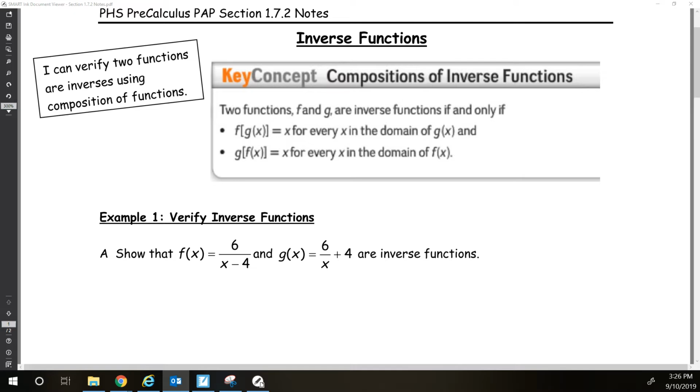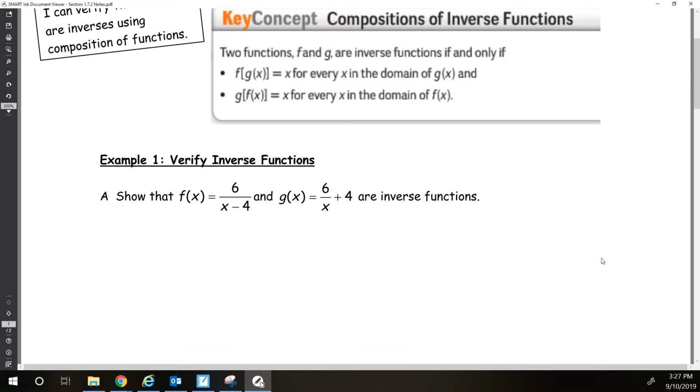And we can do that because if two functions, f and g, are inverses of each other, if I find f of g of x, it's got to be equal to x for every x in the domain of g of x. And if I find g of f of x, it has to also be x for every x in the domain of f. So let's look at A and see what is f of g of x.